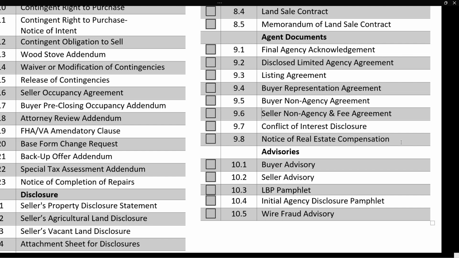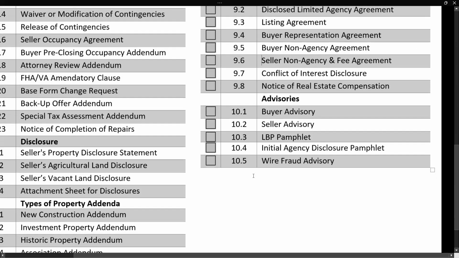If escrow sees discrepancies, they'll pause and address those discrepancies, but you need to send in the notice of real estate compensation to even get escrow to be thinking about possible discrepancies. Those are the 9s. The 10s are the advisories.